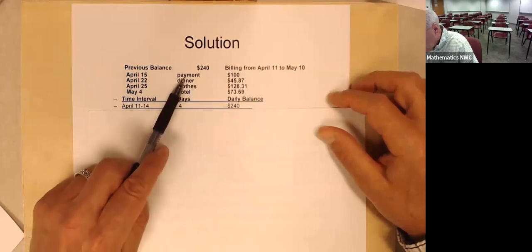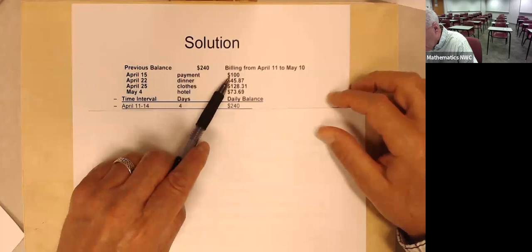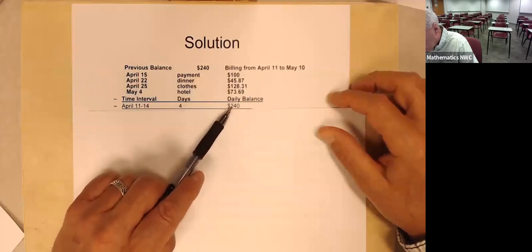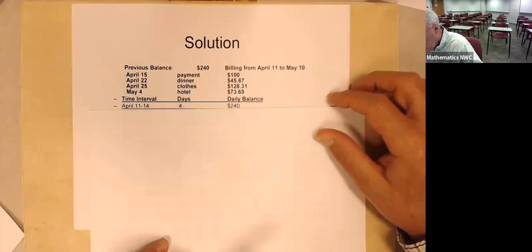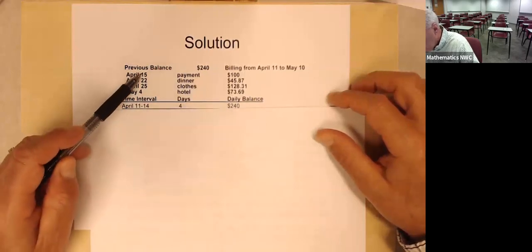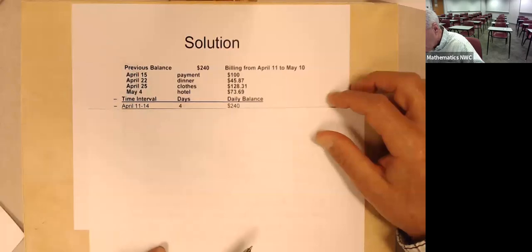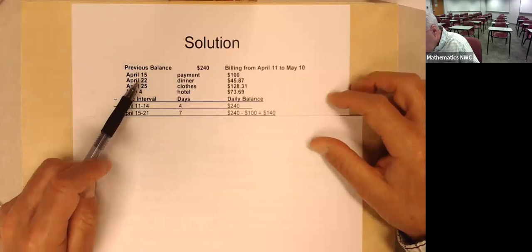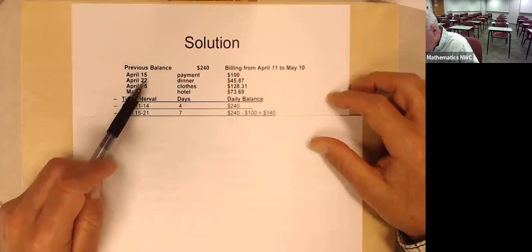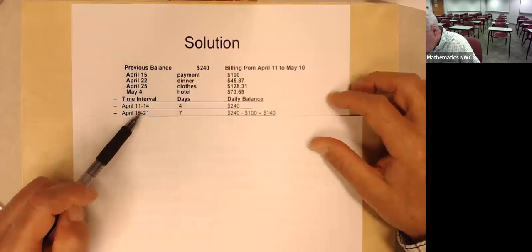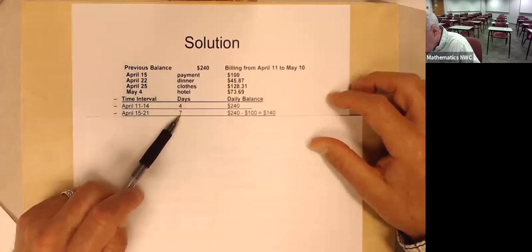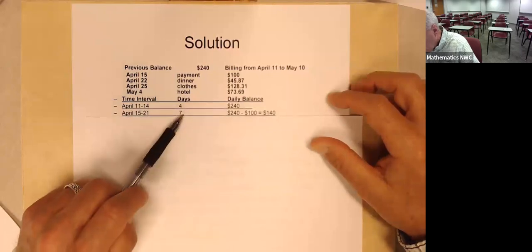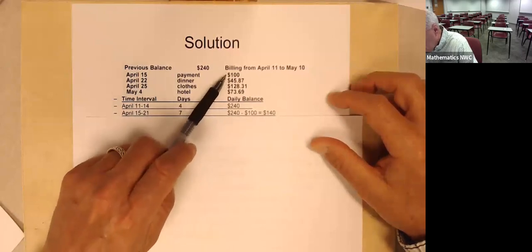I made a payment on April 15 of $100. That means I have $100 less on my balance. It's down to $140. How long would it be at $140? It would be from the 15th to the 22nd. So on the 22nd, it of course would have gotten changed because I charged an amount. So from the 15th to the 21st is 7 days. I had a balance of $140 for 7 days. It's because I paid off $100.